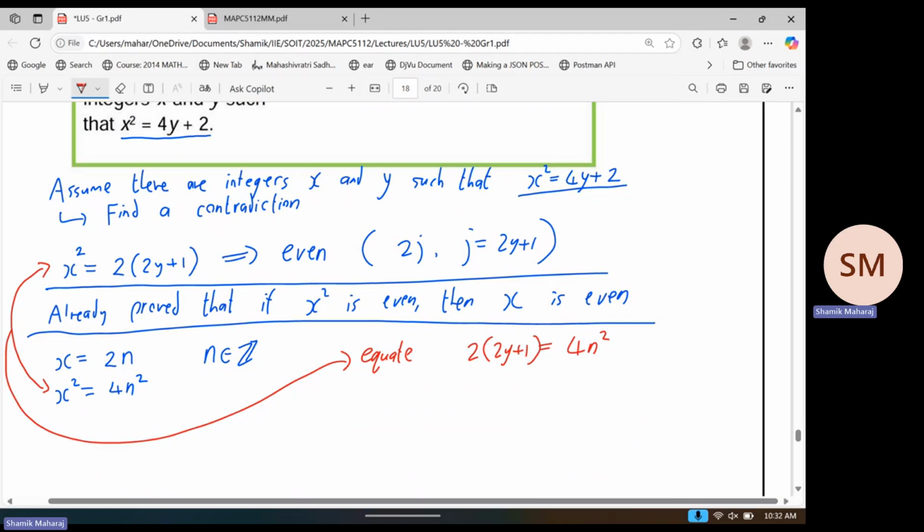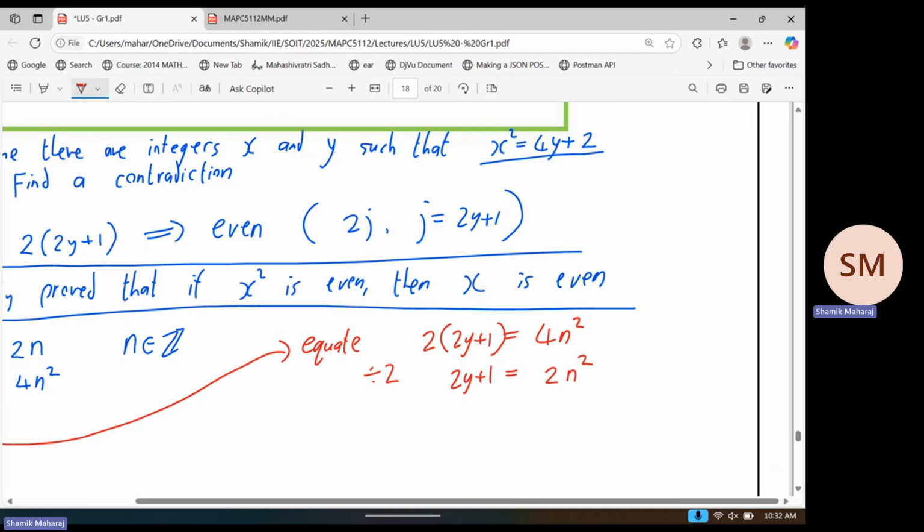Okay, I think I can see where the contradiction is coming in. We can divide both sides by 2. Divide by 2 and we get 2y plus 1 on this side and 2n squared on this side. Right? And although it may not seem like we've gotten anywhere, this is the contradiction already. That is because the left-hand side is an odd number. It's 2 times an integer plus 1. And the right-hand side is an even number. It's 2 times an integer. So something odd cannot be equal to something even. That doesn't make sense. Right? So this is the contradiction.